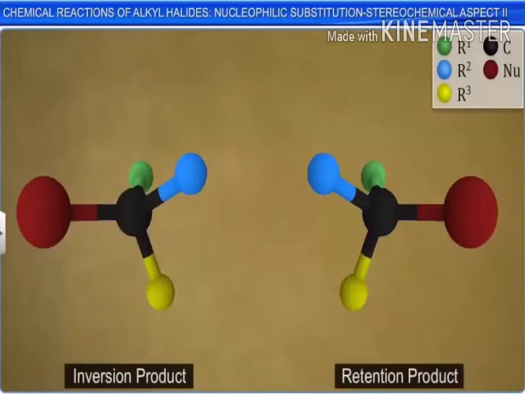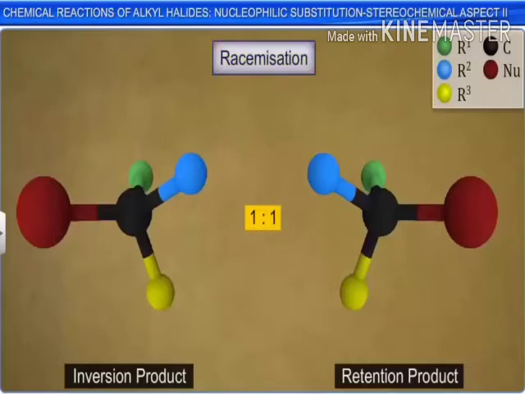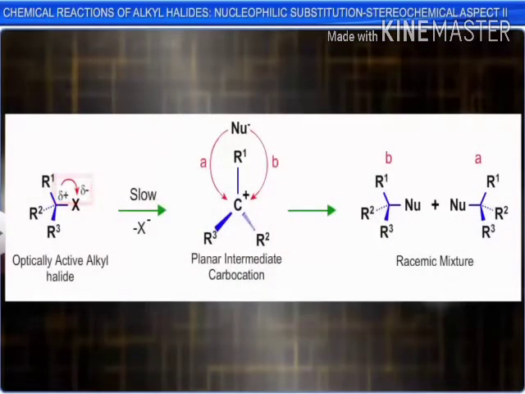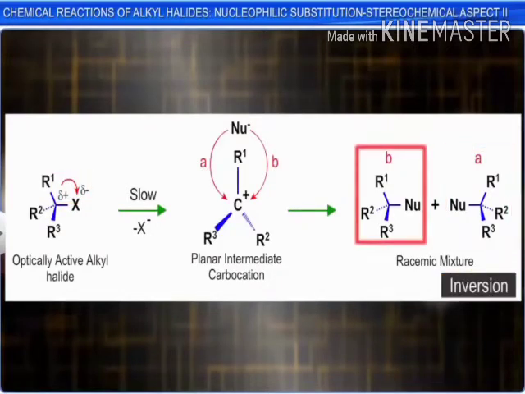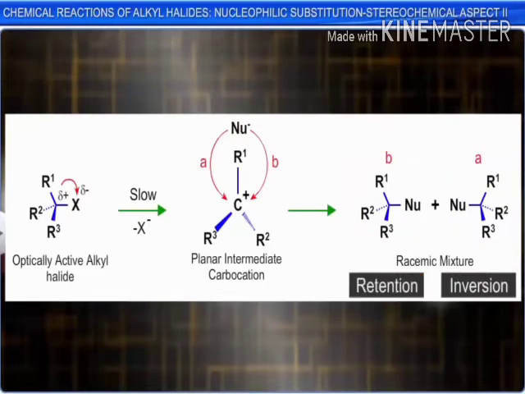This results in the formation of a mixture of products in equal quantities, and this process is known as racemization. In one of these products, there is inversion of configuration, while in the other, the configuration is retained. Thus, the Sn1 mechanism is accompanied by racemization.